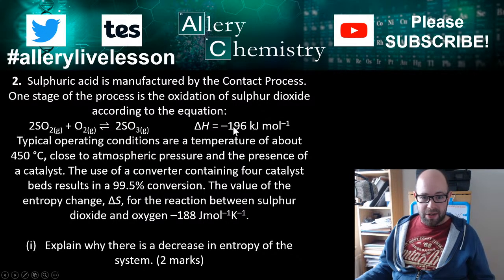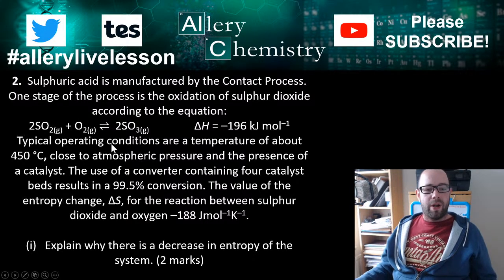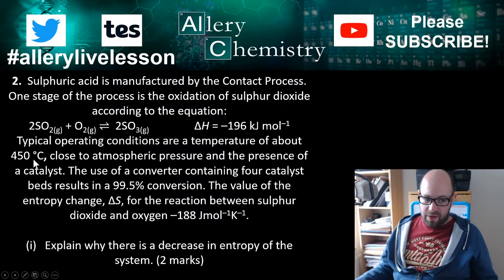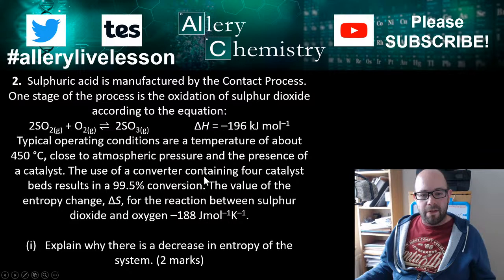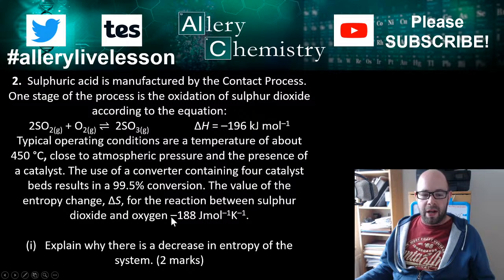So this is minus 196 kilojoules per mole. Definitely exothermic. Okay, it's an exothermic reaction. It's a minus sign. Typical operating conditions are a temperature of about 450 degrees Celsius, close to atmospheric pressure and the presence of a catalyst. Okay, so the use of the converter, we use like a vanadium catalyst with this one actually. The use of a converter containing four catalyst beds results in 99.5% conversion. The value of the entropy change, which is delta S, for the reaction between sulfur dioxide and oxygen is minus 188 joules per mole per Kelvin.